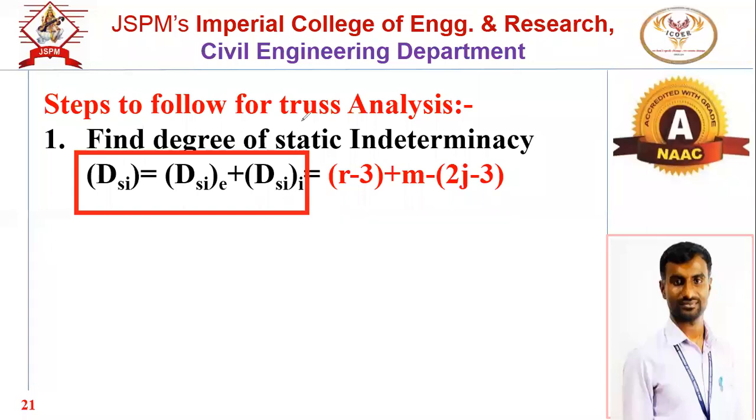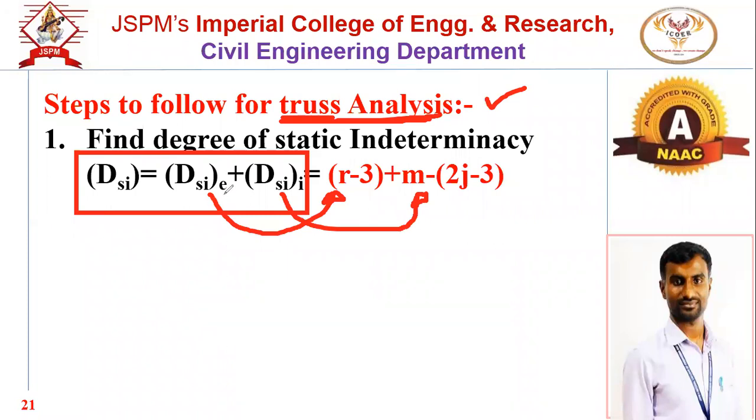Now as we are discussing this DSI value for the truss analysis, this DSI for the truss is given by the formula: DSI external is R minus 3, and DSI internal is M minus in bracket 2J minus 3. So from this you can work out the DSI.